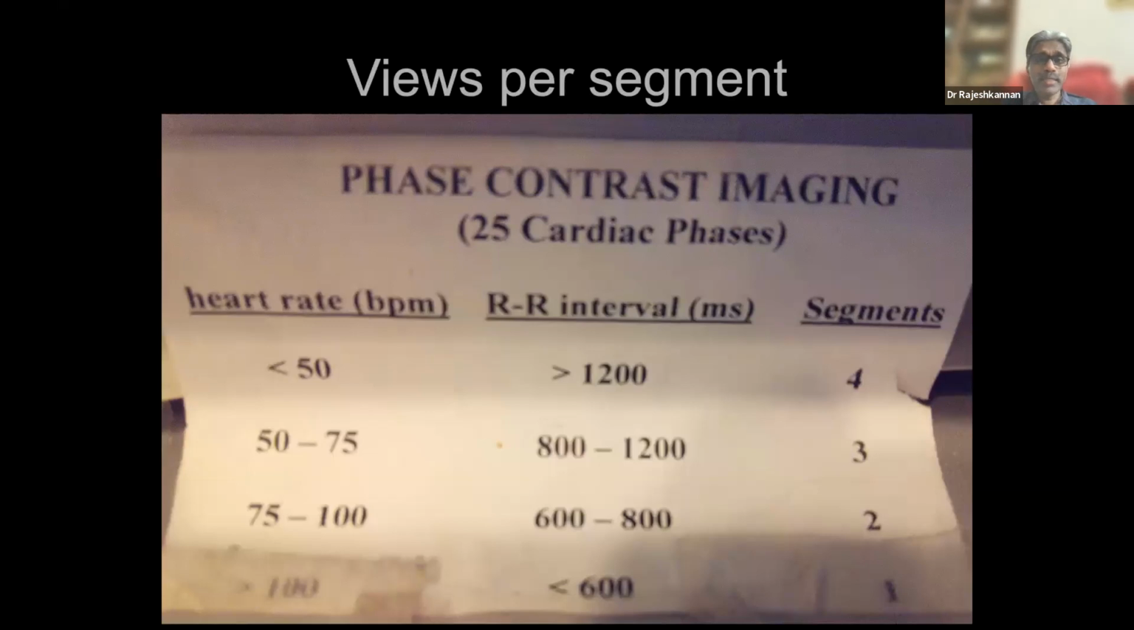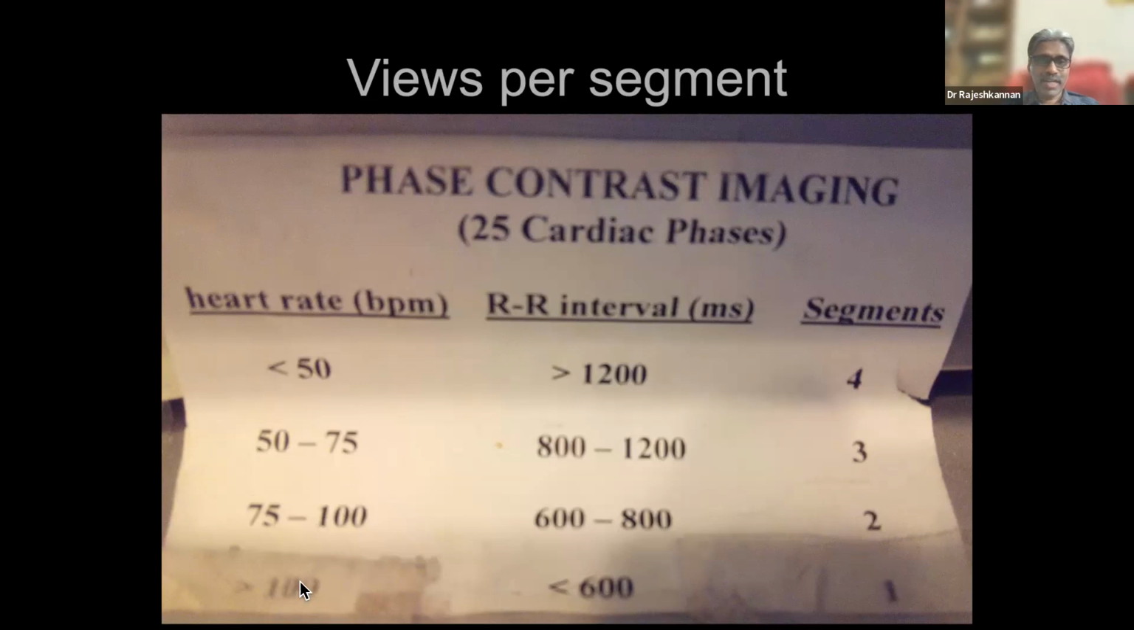Another important component when we are doing the planning is the number of views per segment. Depending on the heart rate, if the heart rate is less than 50, we can go up to 4 views per segment. Whereas if the heart rate is generally in the range of 75 to 100, ideally we have to use 2 views per segment. This is mainly applicable when you are doing a free breathing sequence, but if you want to do a breath hold sequence, then sometimes you may have to go with the higher views per segment.